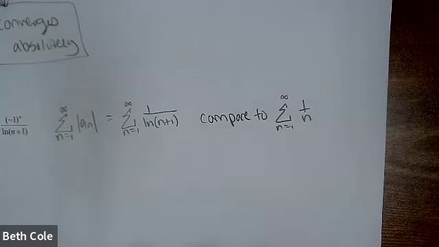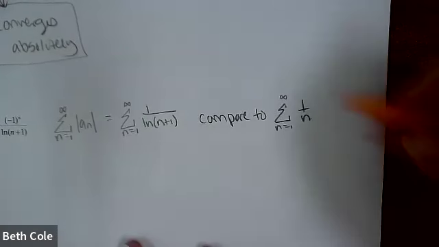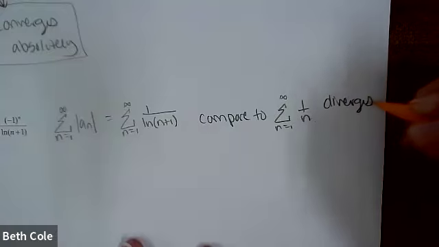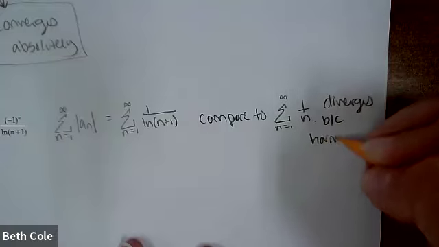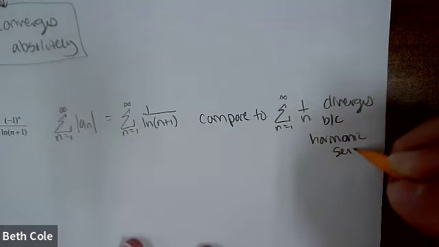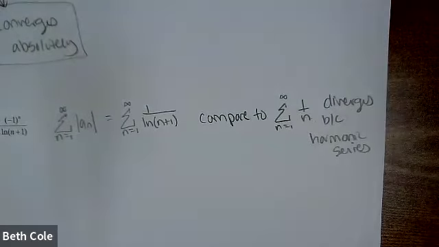Does that mean it converges or diverges? So I would write diverges because harmonic series. It's a P series where p equals 1. So you could also say p equals 1, which is less than or equal to 1. But the harmonic series shows up a lot. It's just where p is 1.